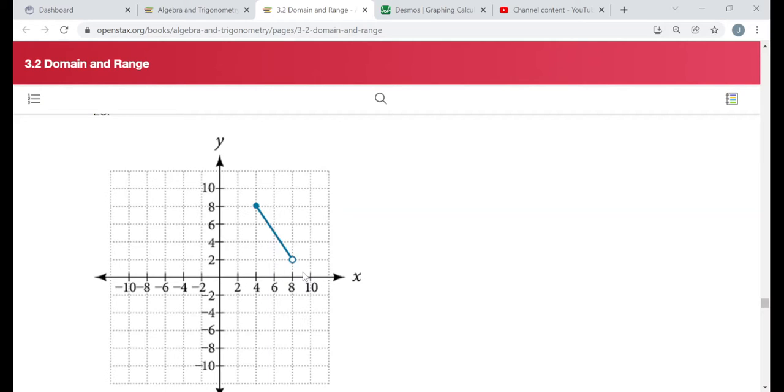So going left to right for the domain, it looks like 4 is the lowest x value used. And it looks like every value up until 8 is used, but then 8 is not because there's an empty point. So the domain looks like it's from 4 to 8, including 4, but not including 8. All right, so I'm going to write that out on paper.